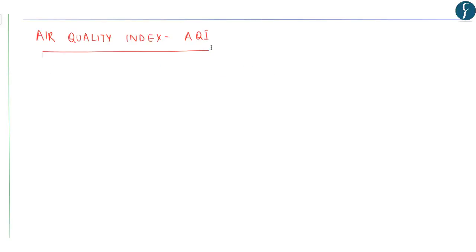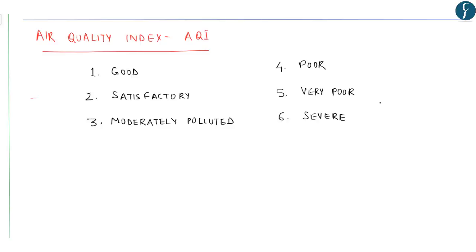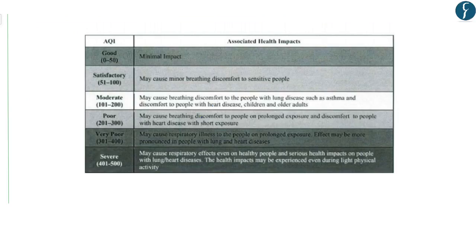Primarily, there are 6 categories of air quality index. Each of these categories is based on ambient concentration of values of air pollutants and their likely health impacts. As you can see, moderate may cause breathing discomfort to the people with lung disease such as asthma and discomfort to people with heart disease, children and other adults. Poor may cause breathing discomfort to people on prolonged exposure and discomfort to people with a heart disease.